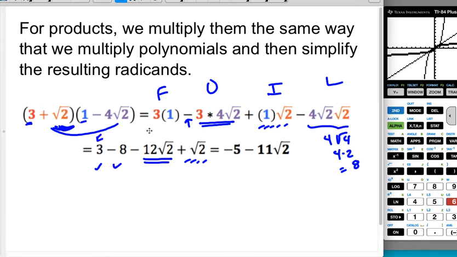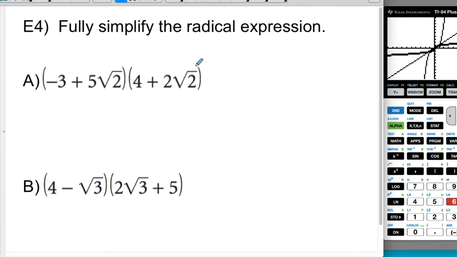Right, so this was the F, that was the L, O, and I, written in a weird order. So I can combine the 3 and the negative 8 to get a negative 5. I can combine the negative 12 root 2 with the positive 1 root 2 to get a negative 11 root 2. All right, so let's go ahead and clean some stuff up. So when I FOIL this, right, so my first is going to be the negative 3 times the 4, so that's a negative 12.